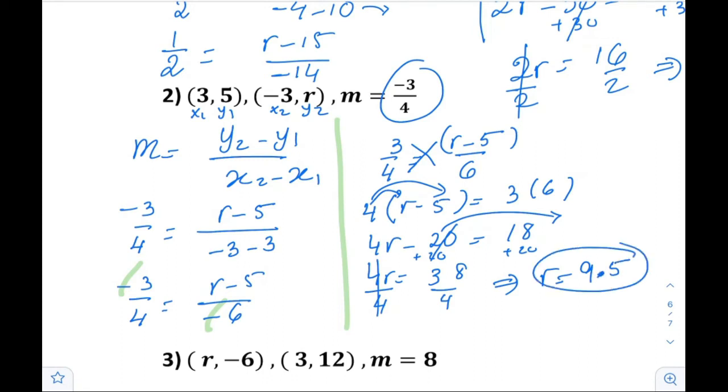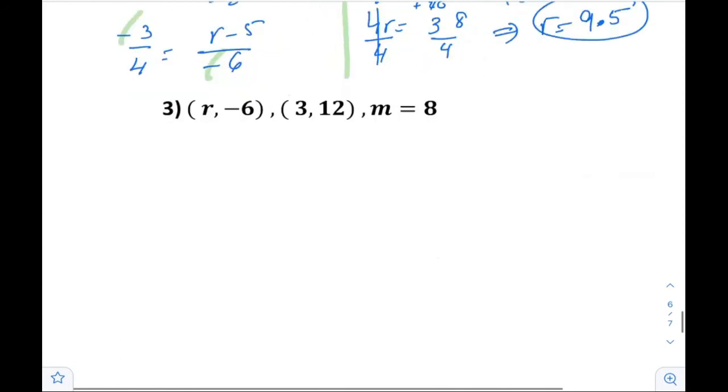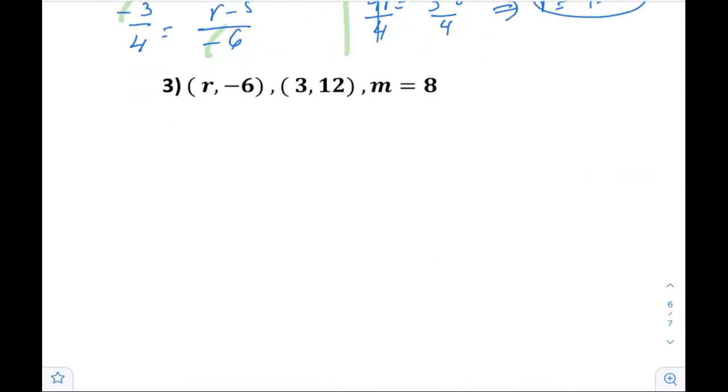It can be a fraction as well. Sometimes you can expect it, but if it's a fraction, it's difficult to expect. Now, we'll do this one.